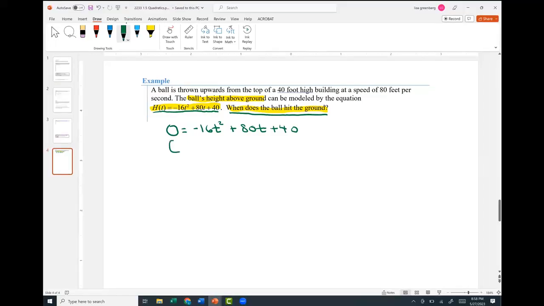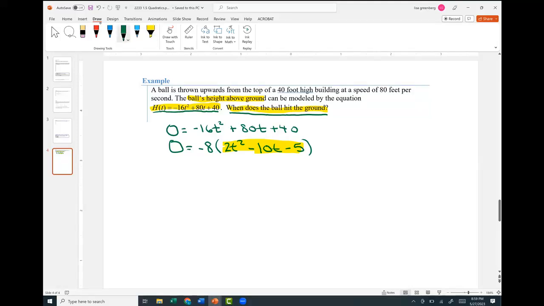I get 0 equals negative 8 times 2t squared minus 10t minus 5. If I multiply that back out, I get my original equation. Perfect. Why would I do that? Well, sometimes you might find that this part here is very easy to factor. And if it is, you could just factor it and not worry about the quadratic formula. In this case, it's not.